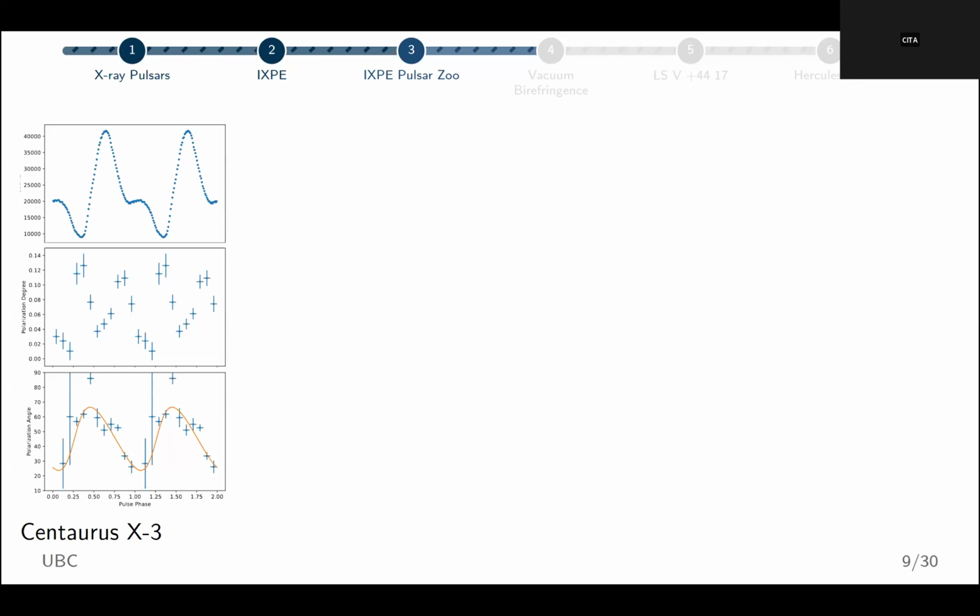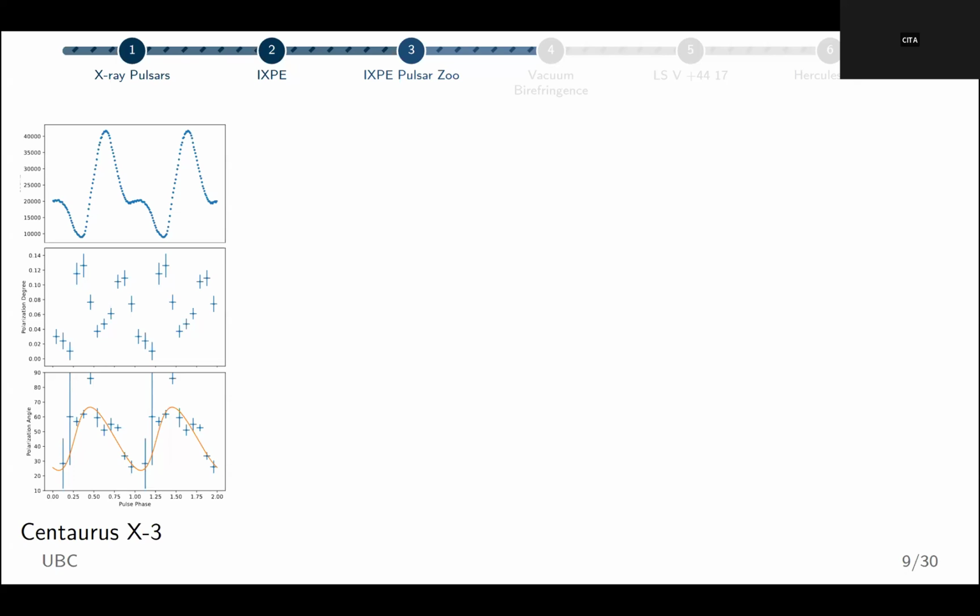I think it was polarized, but we didn't see anything like the spin period or anything like that. Okay, so let's just go through this. This is the pulse of Centaurus X-3. It looks like a pulsar. It has a big pulse, and then it has this little thing here, and then it gets fainter there. The pulse fraction is quite large.